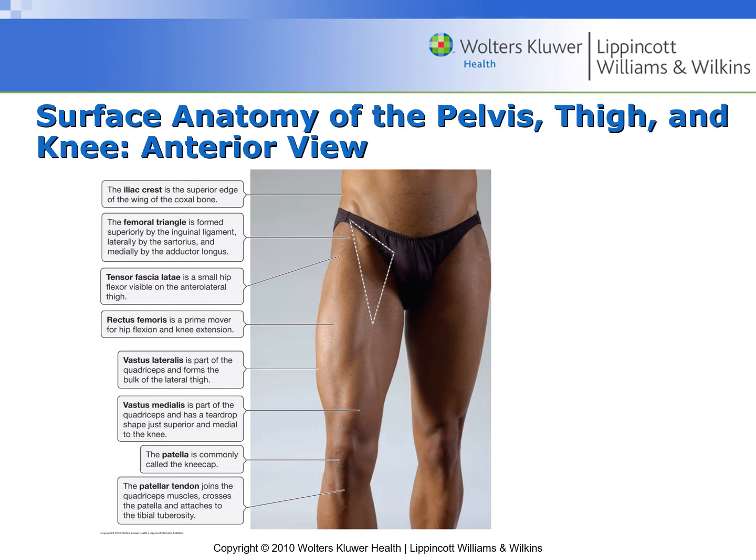The vastus lateralis muscle is part of the quadriceps and it forms the bulk of the lateral thigh. The vastus medialis muscle is part of the quadriceps and has a teardrop shape just superior and medial to the knee. The patella is commonly called the kneecap. The patellar tendon joins the quadriceps muscles, crosses the patella, and attaches to the tibial tuberosity.